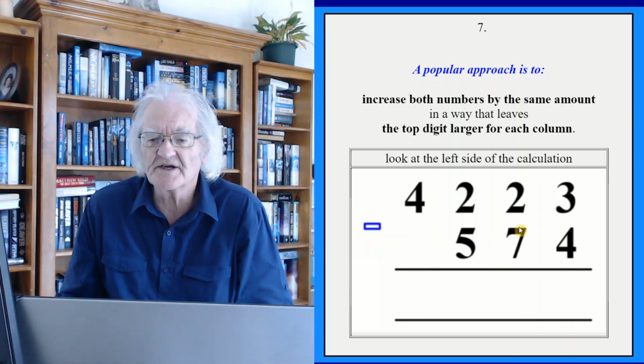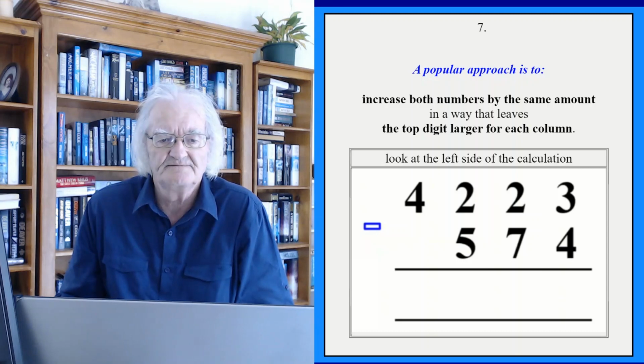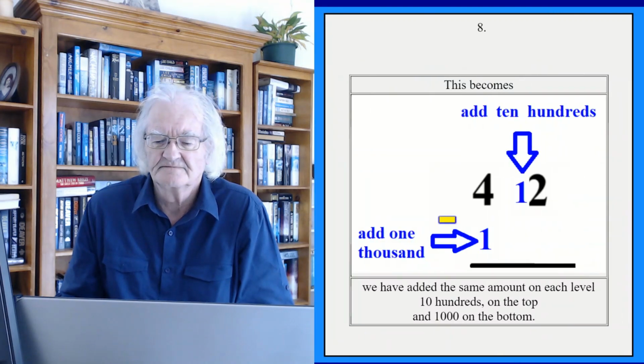So we're going to increase the way this number is expressed and the way this number is expressed so that in every case the top digit is larger than the lower one. And here's how we do it.